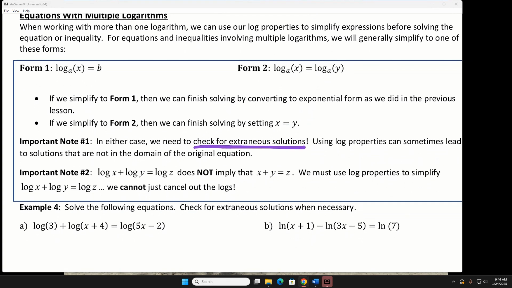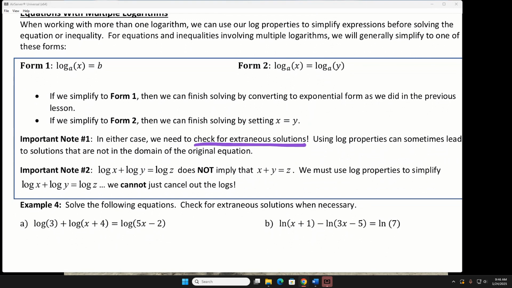And then a common mistake that people make is they drop off the logs too soon. And so if you have something like this, they'll just drop the logs off and then say x plus y is z, and that's not true. So to be able to drop off the logs, it's 1 log equals 1 log.